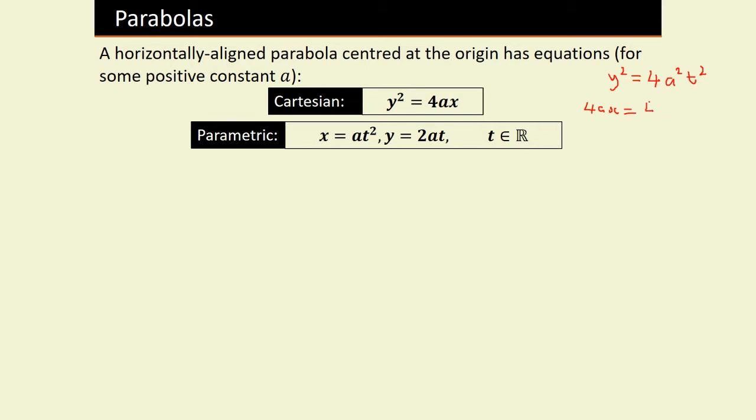So let's stick that in. Well, we're going to have 4a times, but x is at squared, so we can put in at squared there. So what have we got? We've got 4, this is an a, this badly formed a here. a times a gives us the a squared again, and t squared. And these two things then are the same. So it does mean that y squared was 4ax. Okay, the parametric form satisfies the Cartesian form. So this is a parametric form for our parabola.